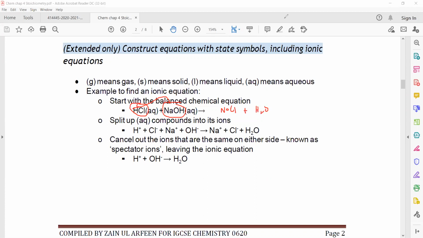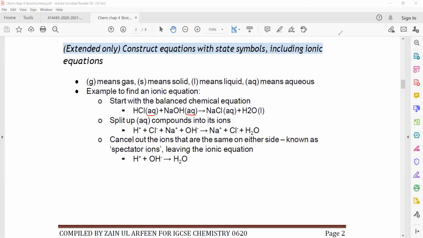Then the state symbols: because HCl is an acid, it is aqueous. Sodium hydroxide is an alkali, aqueous. For sodium chloride, you have to recall the table about the solubility of salts. All nitrates are soluble, most chlorides are soluble except silver, mercury, and lead. Most sulfates are also soluble except barium, calcium, and lead. And most carbonates are insoluble except ammonium, sodium, and potassium.